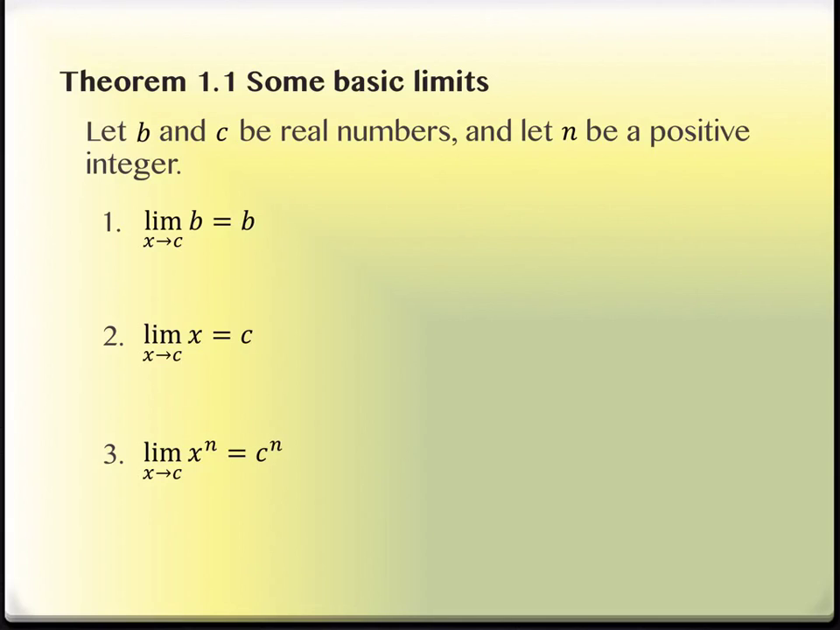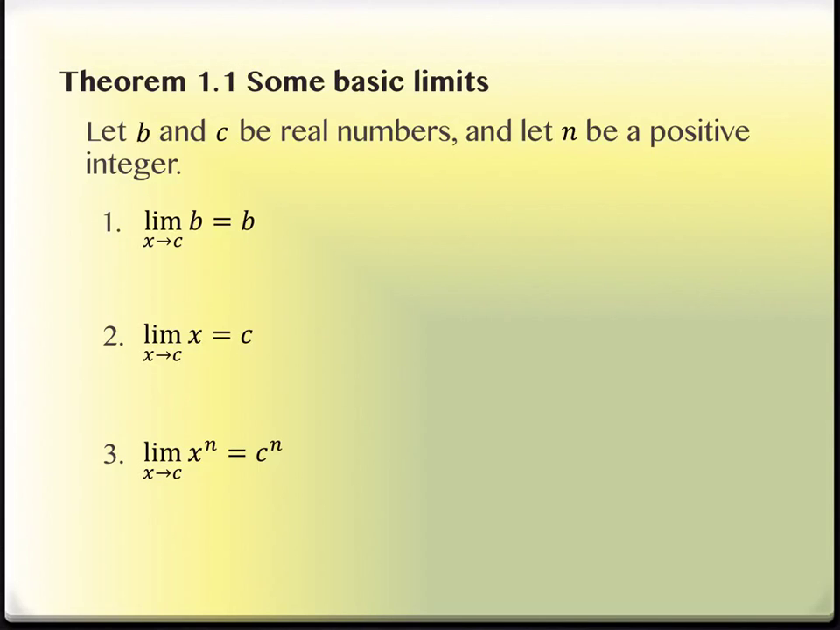Okay? So some basic limits that you need to know. If b and c are real numbers and n is a positive integer, then the limit as x approaches c of b is b. So this is like saying the limit of 5 is 5. The second one says that the limit as x approaches c of x is c. So you're just plugging in the x value you're approaching. I think somebody asked me in the last section if we could just do that, right?